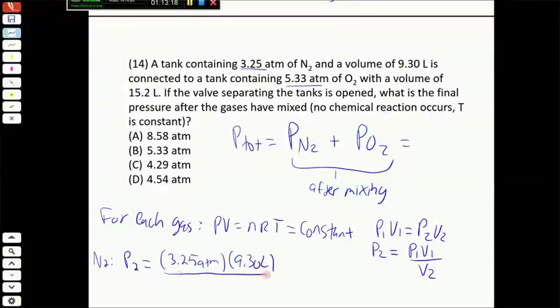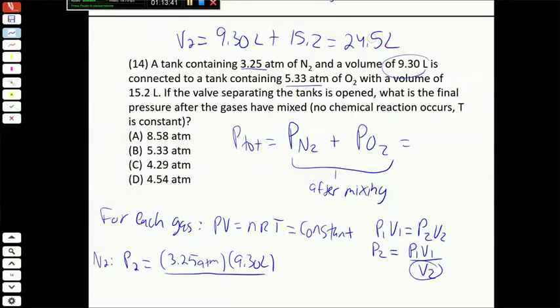And then when we mix them together, we have to keep in mind what this final volume V2 is. V2 is going to be the sum of the two volumes. Initially, this one occupies 9.3 liters. The other tank that had oxygen in it was 15.2. So the sum of those two volumes gives us the final volume when they mix together, 24.5. Once you mix the two gases together, they occupy the combined volume of the two tanks that we allowed to mix. So that's our V2 for both of them, 24.5 liters. So the partial pressure of nitrogen after mixing together is 1.23 atmospheres.